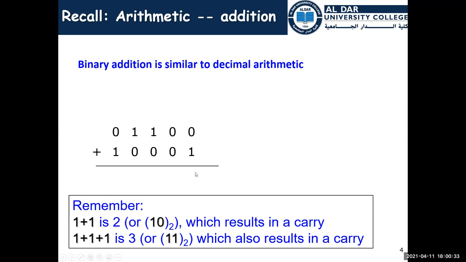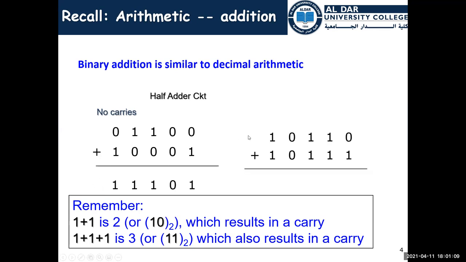We have 0 plus 1 is equal to 1, 0 plus 0 is equal to 0, 1 plus 0 is equal to 1, 0 plus 1 is equal to 1. That's it, no carries. It means that we don't have a carry. Carry means that the input is 5 digits and the output is also 5 digits. If the output is more than 5 digits, then we say there is a carry. If there is no extra digit, we say no carry.